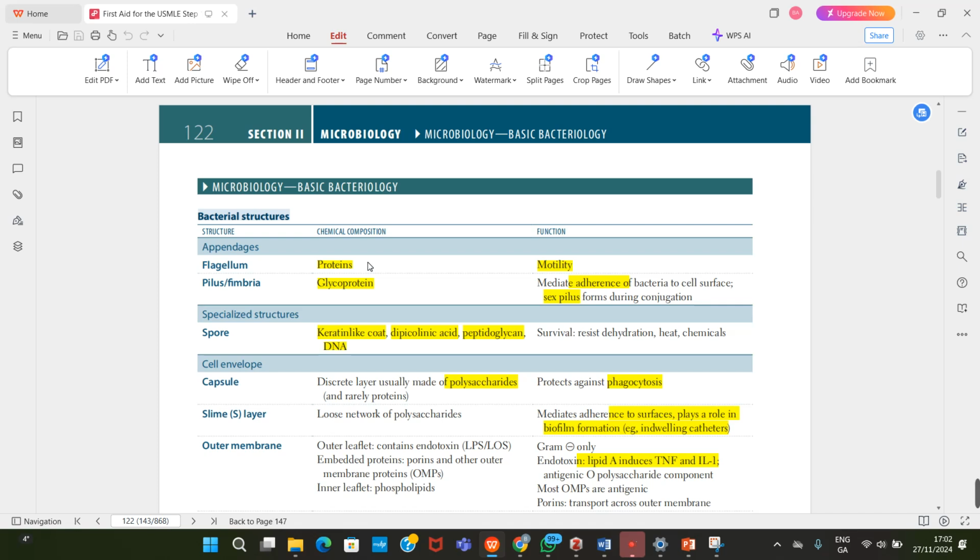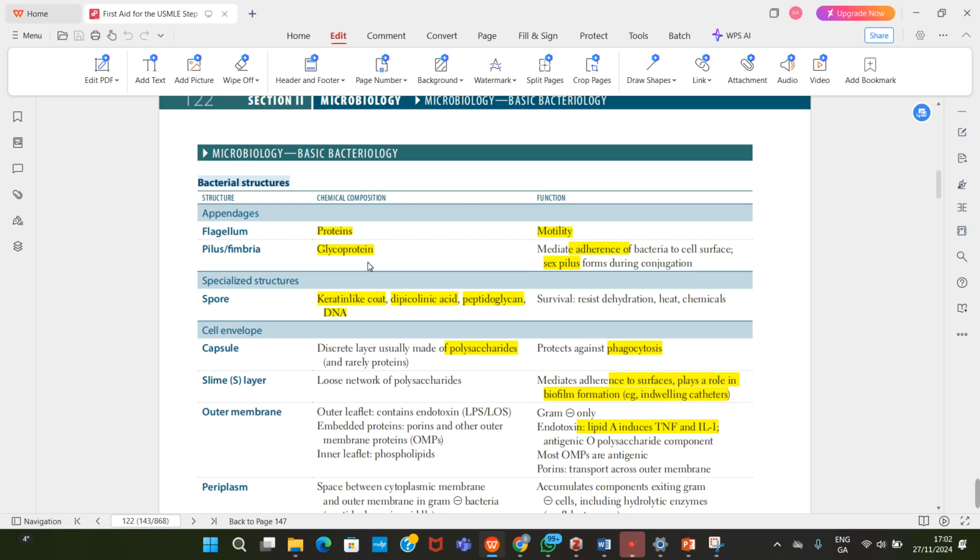Okay, so the first is talking about basic bacteriology, just the basic composition of a bacterial cell. So what is it made up of? The first are the appendages. With respect to the appendages, we just need to know two things: the flagellum and the pilus or the fimbriae.